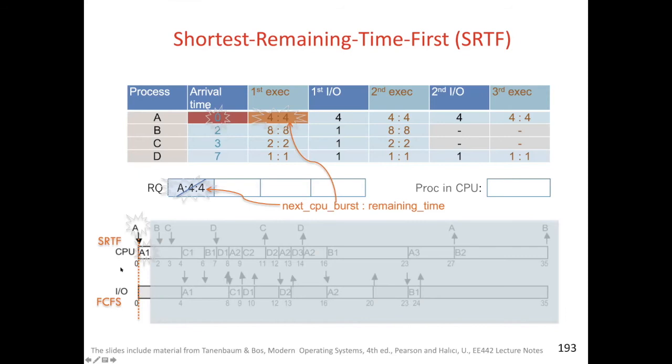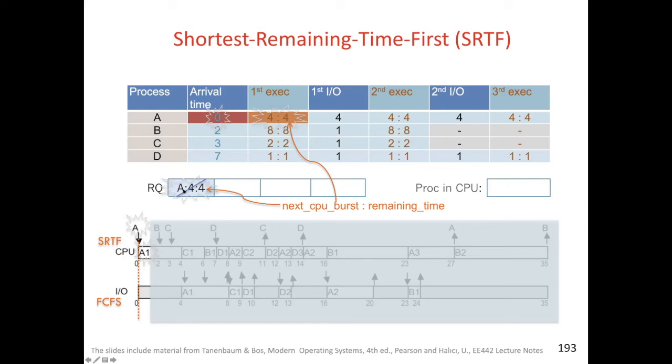The Gantt charts for CPU and I/O are given here, when the shortest remaining time first algorithm is used for scheduling the CPU. Again, first come first served is used for I/O as in the previous examples. At time 0, process A arrives, and it enters the ready queue.